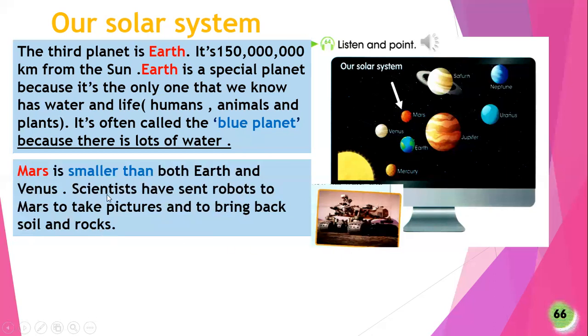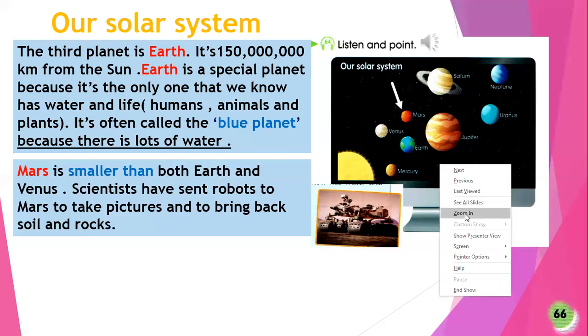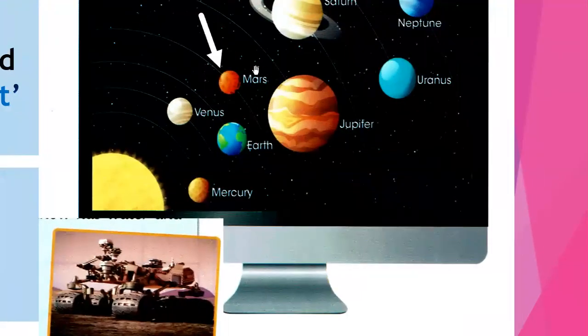So scientists have sent robots to Mars, إلى كوكب المريخ, to take pictures and to bring back soil, تربة, or sand, and rocks, صخور. So this is Mars, هذا هو كوكب المريخ.